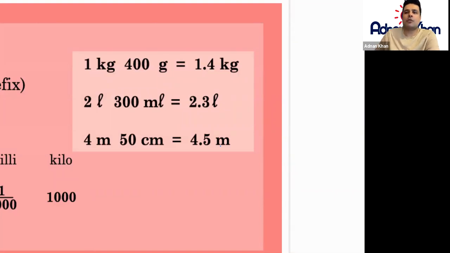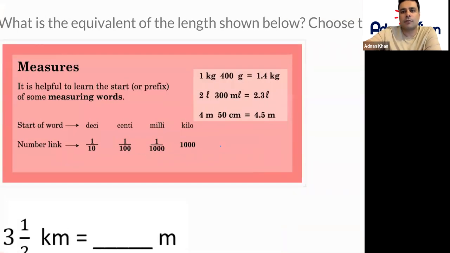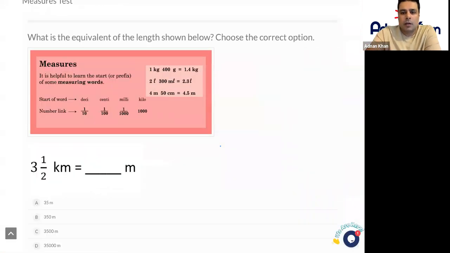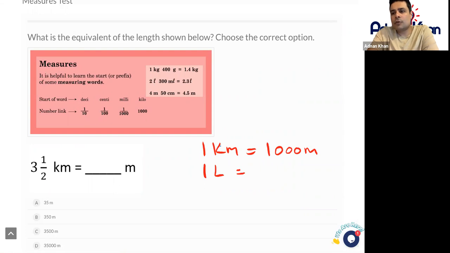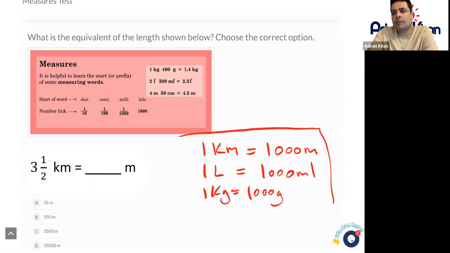So it's important for you all to know, and you can write this down as well, some of the measurements here. 1 kilometer equals 1,000 meters. 1 liter equals 1,000 milliliters. And 1 kilogram is equal to 1,000 grams. So these are the basics of measurements, and you need to memorize these. It's very, very important. Okay, so write them down now if you're not sure.